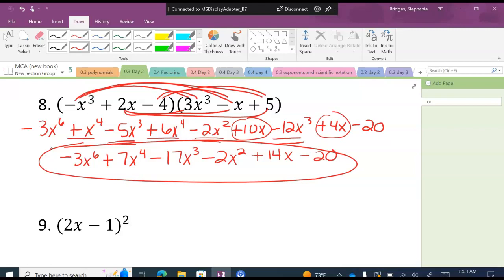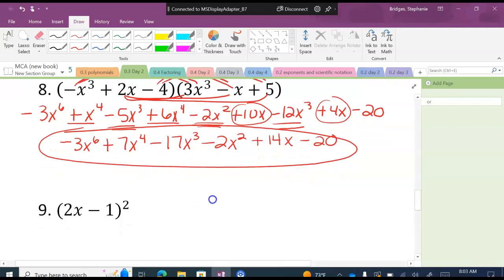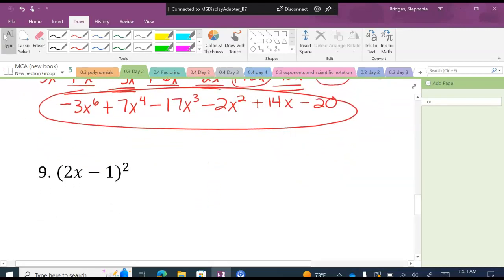Now, 9, again, is not hard, but there is one mistake. First question, what does it mean to square something? Multiply it by itself. Here's the mistake that I see all the time. With problems like this, people say, oh, well, I'm just going to square the 2x and I'm going to square the 1 and I get 4x squared minus 1. That is not correct. Squaring something means you have to multiply it by itself, which means I need to take that binomial and write it twice and FOIL it out.